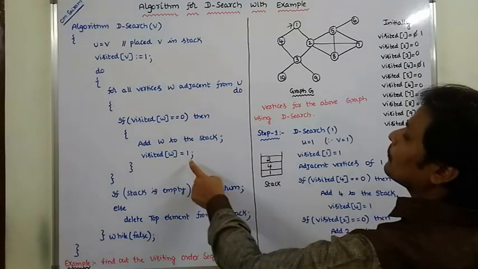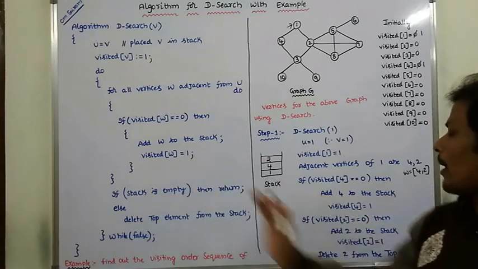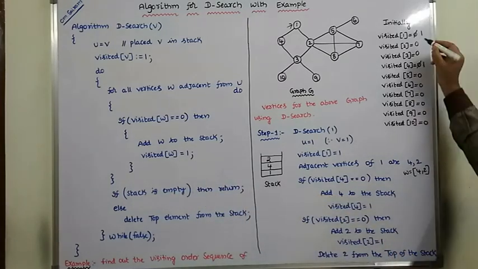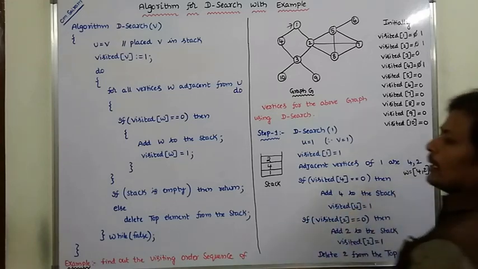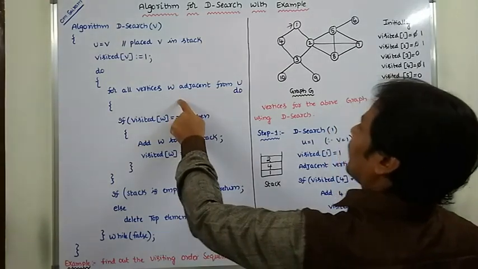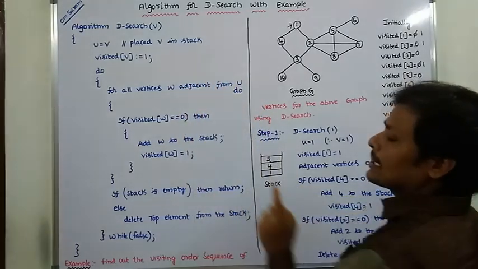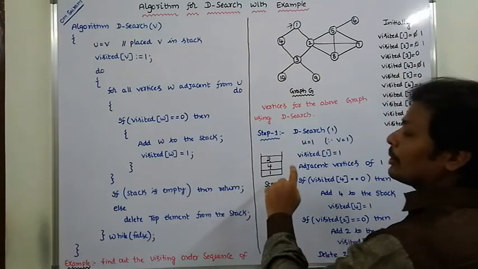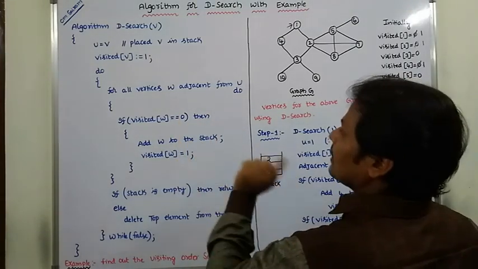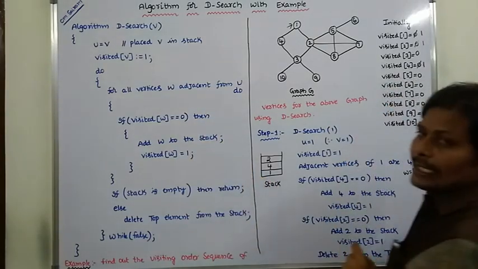Next, visited of W is equal to 1. W is equal to 2, so now visited of 2 is equal to 1. Next, again go to the for loop. Vertex 1 has only 2 adjacent vertices, 4 and 2. Vertex 4 is added into the stack and visited, and vertex 2 is added into the stack and visited.